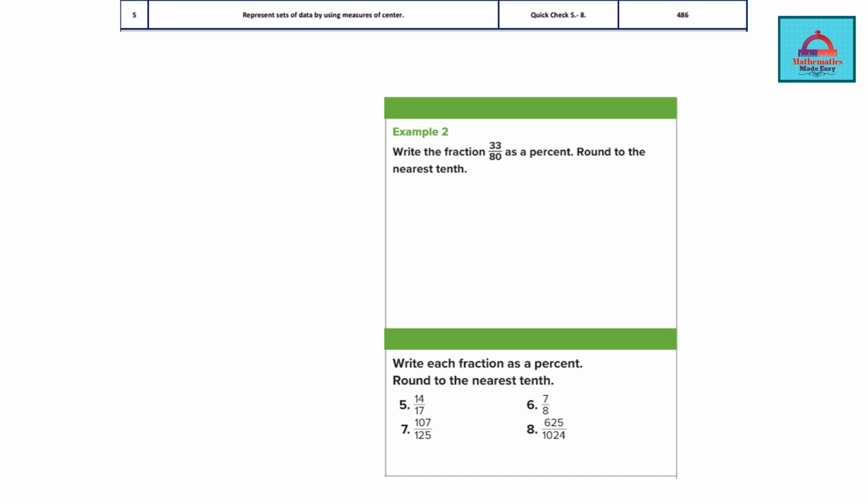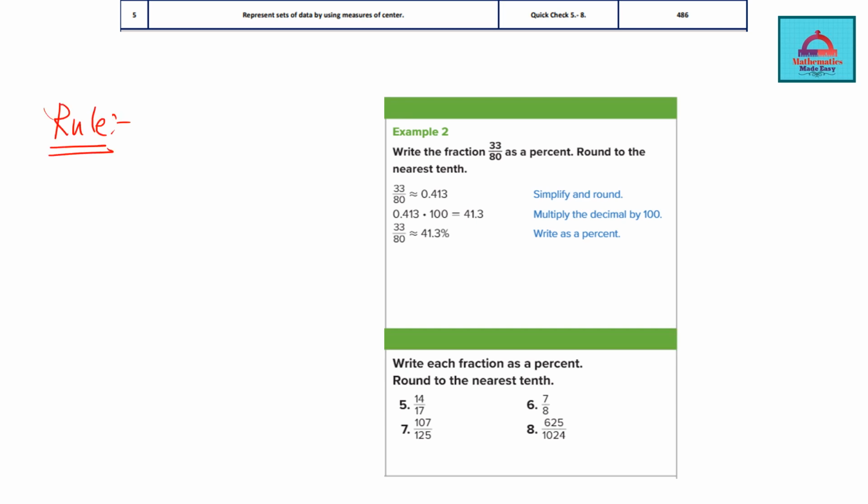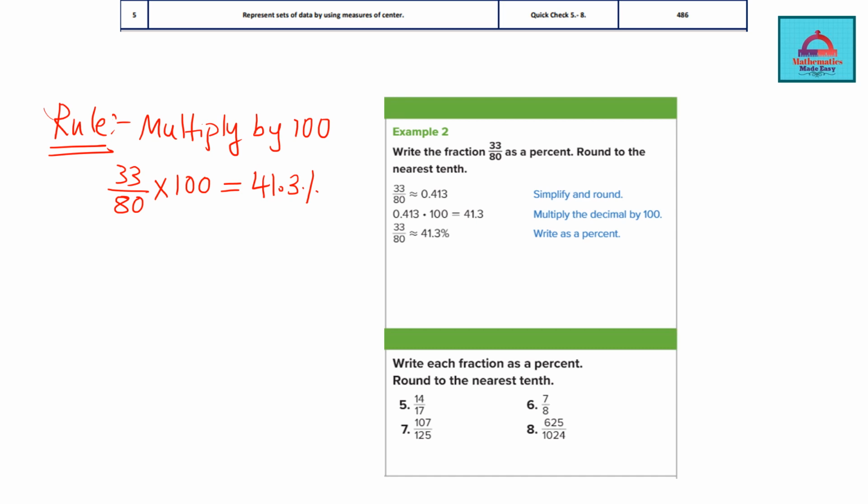Next question, we have example 2, and here we have to write each fraction as a percent. When I say percent, I always multiply with 100. So when you get a question, write the fraction as a percent, the rule is to multiply by 100. That means you convert, for example, this is 33 by 80. I will do it for you. You convert this to decimal and then multiply with 100. So this is going to be, on simplification, 41.3%. Okay, now let's round off question 5, 6, 7, and 8.